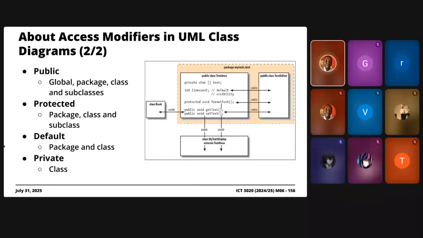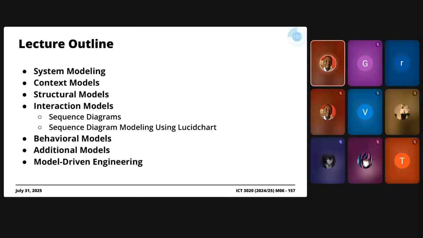And then you use a default modifier in instances where those variables and methods will be accessed in the package and in the class itself. If something is protected, it's going to be accessible in the package, in the class, and all subclasses, irrespective of where they are in the package. And then if it's public, you have global access. Do you understand this?